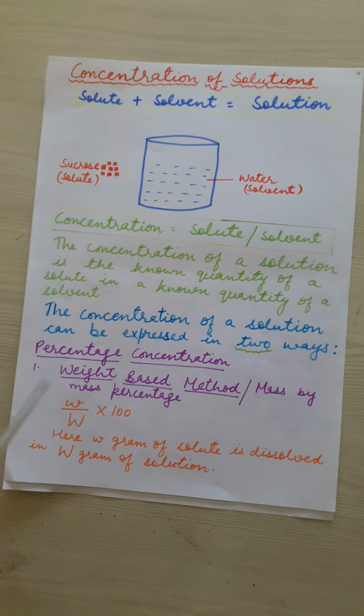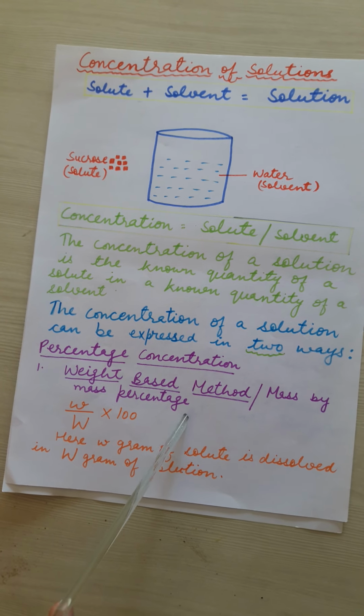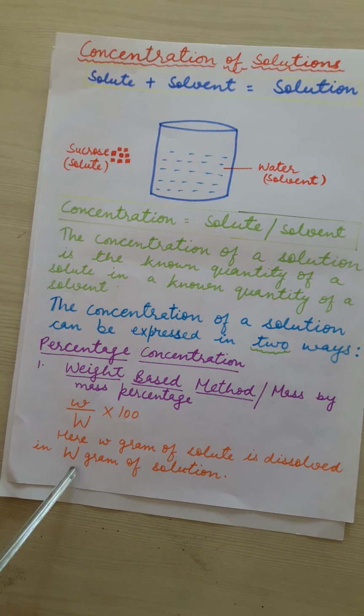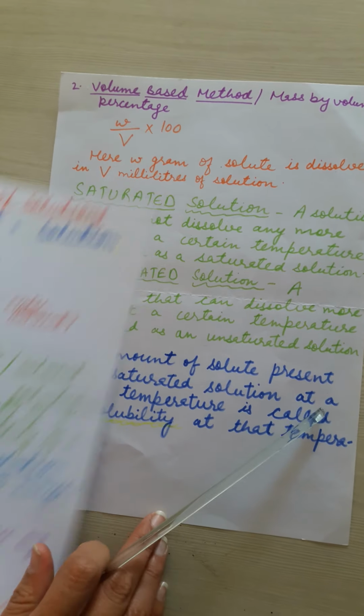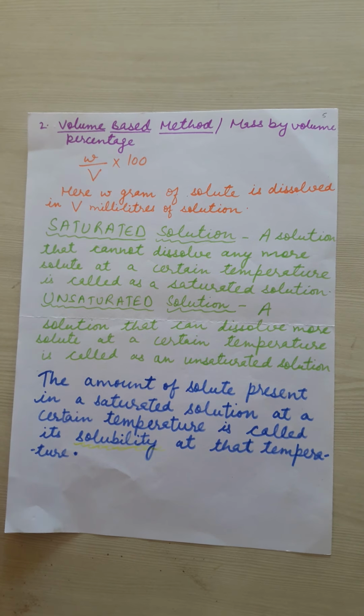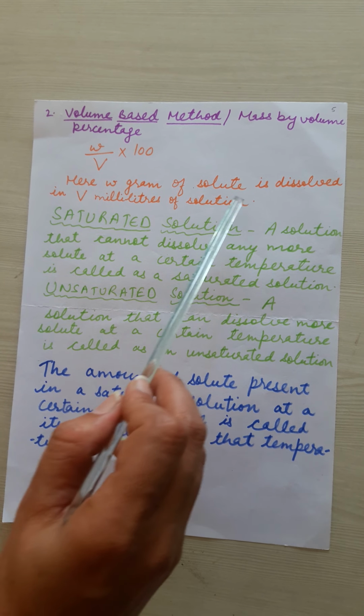Percentage concentration. The first one is the weight-based method, or mass by mass percentage. In this, W gram of solute is dissolved in W gram of solution. The second is the volume-based method, mass by volume percentage. In this, W gram of solute is dissolved in V milliliters of solution.